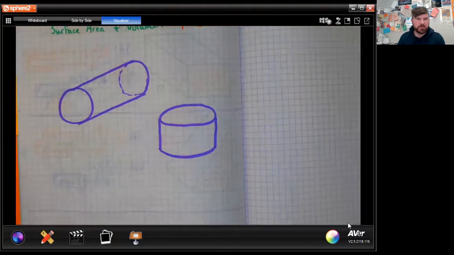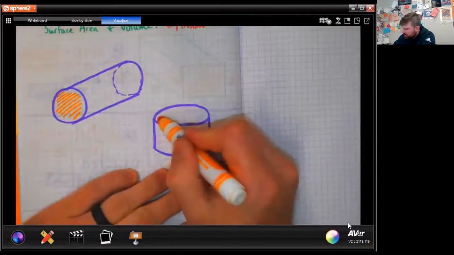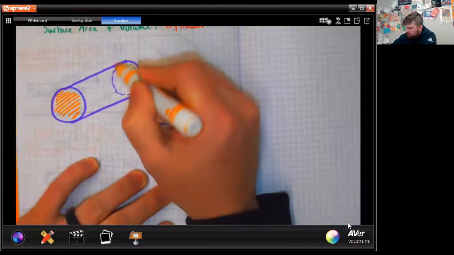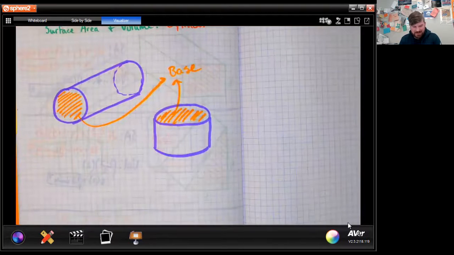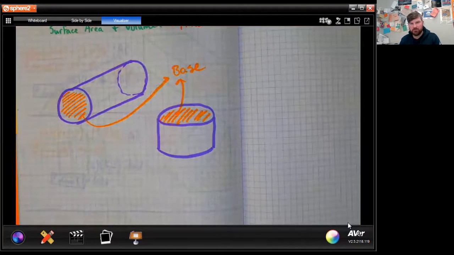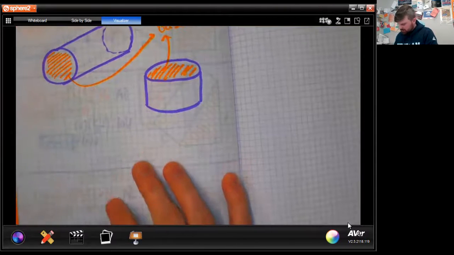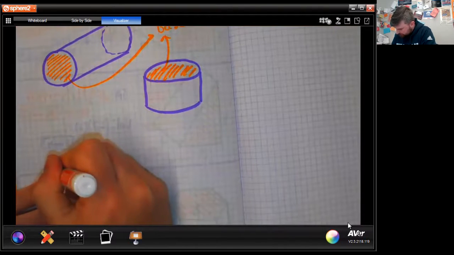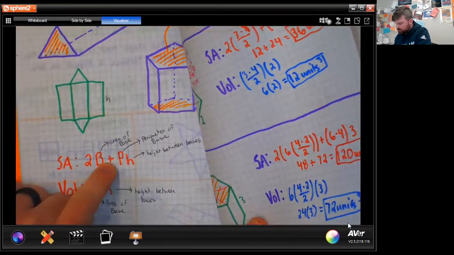Now, it's very close. I mean, it is a prism. It's a circular prism. My bases are both circles. Okay, there's my base and there's my base. And we can use the exact formula for a prism for cylinders. Okay, so if we look at surface area, I'm going to flip back here because we had 2 area of the base plus perimeter times height.